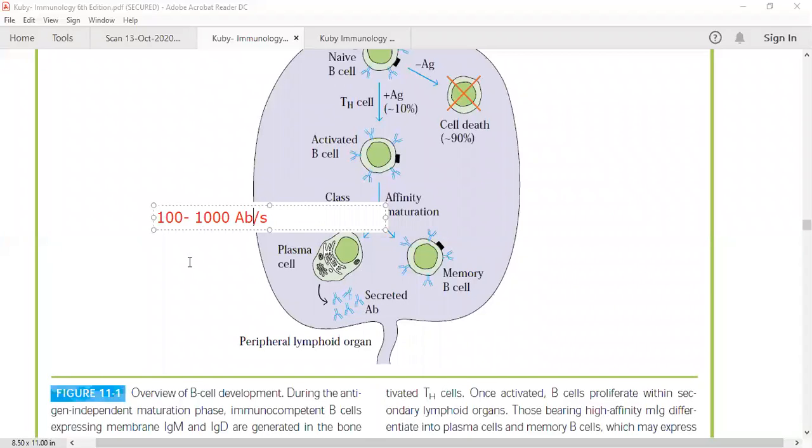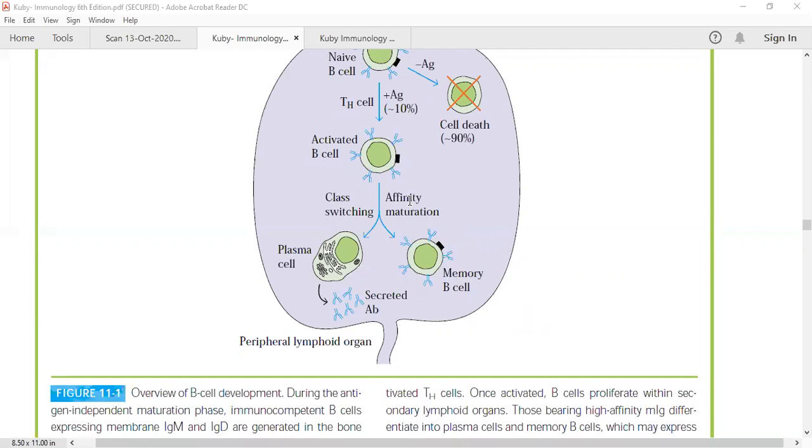Finally, they are differentiating into two types of cells. One is differentiated plasma cells, and second is memory B cells. Memory B cells will be required when the same antigen or pathogen is going to infect a second time or subsequent time. If the same infection happens again, then memory B cells are going to take the role. But during the primary response, they are only synthesized and stored.